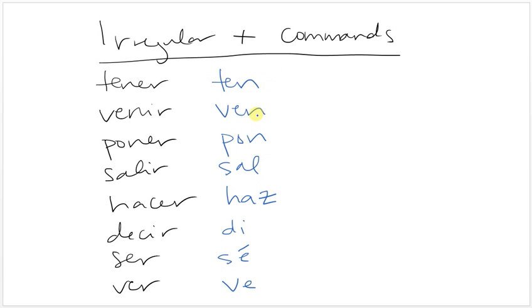So ten ven, ponsalas ten ven, ponsalas ten ven, ponsalas di se ve. Ten ven, ponsalas ten ven, ponsalas ten ven, ponsalas di se ve. And that's how we're going to remember the irregular positive commands.